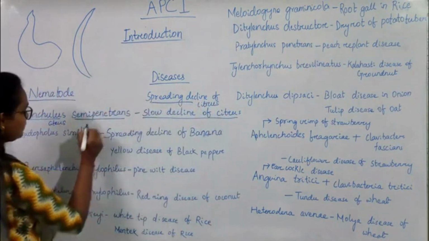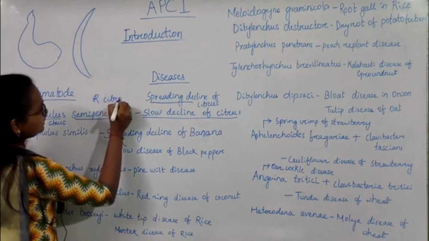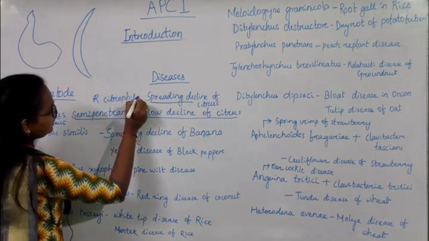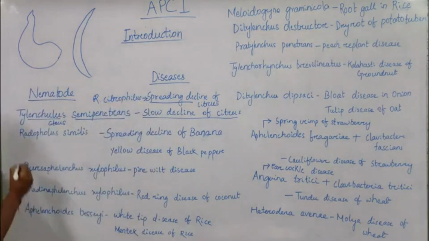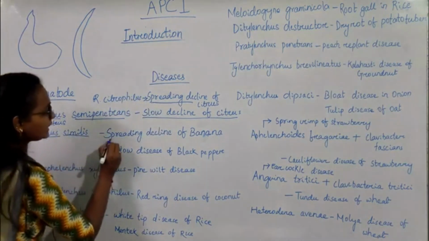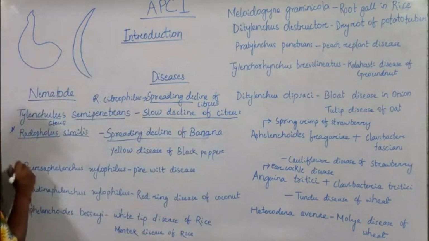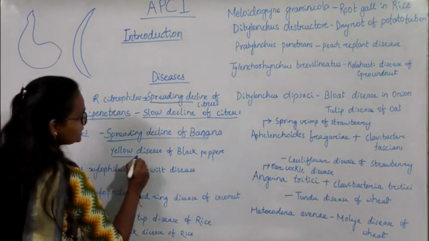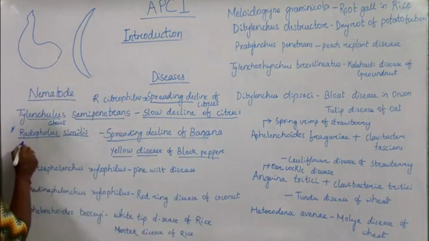This is caused by the nematode Radopholus citrophilus, which is also called the burrowing nematode. Another one is Radopholus similis, which causes the spreading decline of banana, which is a very important one. And another disease, yellow disease of black pepper, is also caused by Radopholus similis.